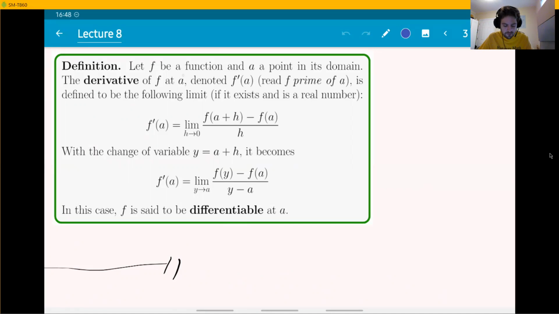So we'll jump right into it. If you have a function f and a point a in the domain of the function, the derivative of f at a, which is denoted f prime of a, is by definition defined to be the following limit, if it exists and if it's a real number. This limit right here: you're going to take a limit as the variable h goes to 0, and you're going to form this particular expression, which is called a difference quotient. We've seen this on many occasions before today.